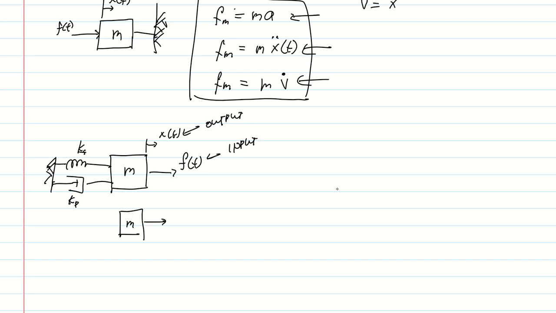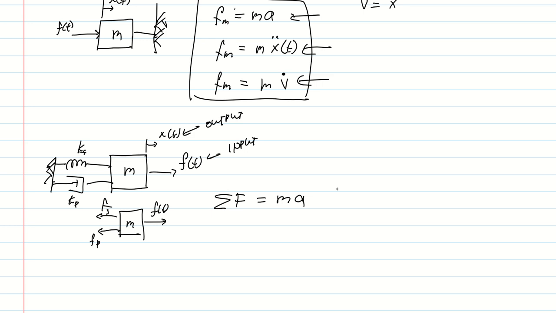We have force here. This is F of t. This is the force due to the spring, Fs, and the force due to the damper. So if you take the summation of all forces, this should be equal to the mass times the acceleration.